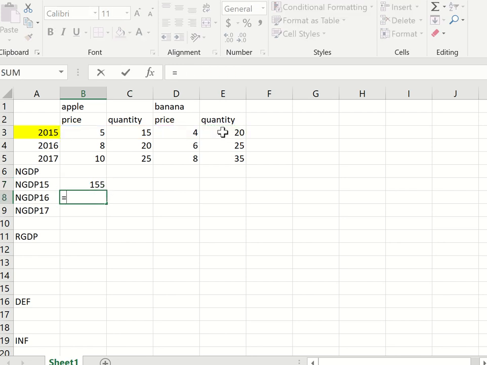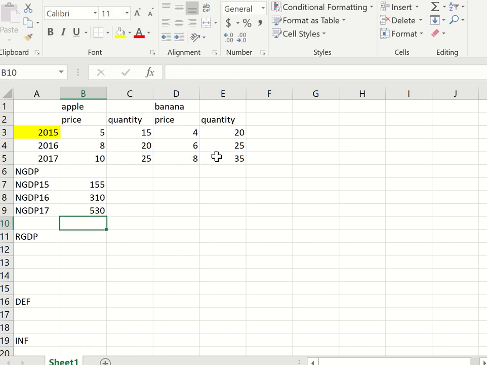Okay. Do the same thing for 2016. So $8 times 20, and then plus $6 times 25. So the price of each year times the quantity of each year. Last one, 10 times 25 plus 8 times 35. So that's our nominal GDP.